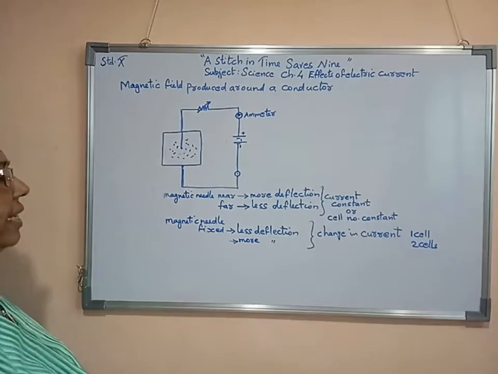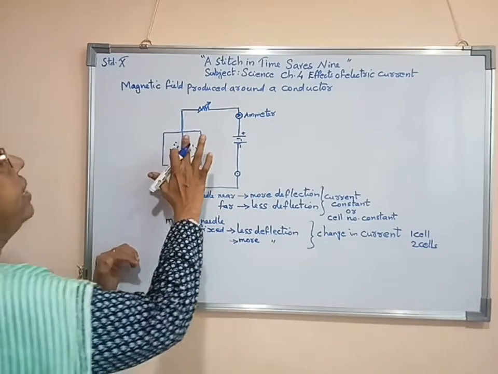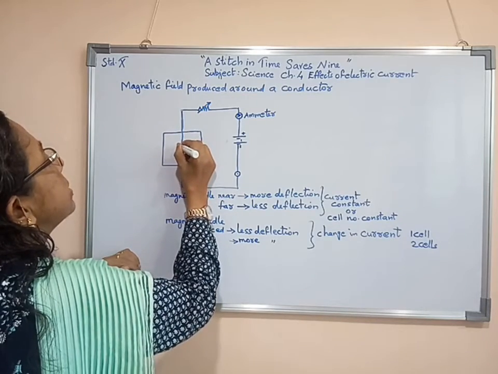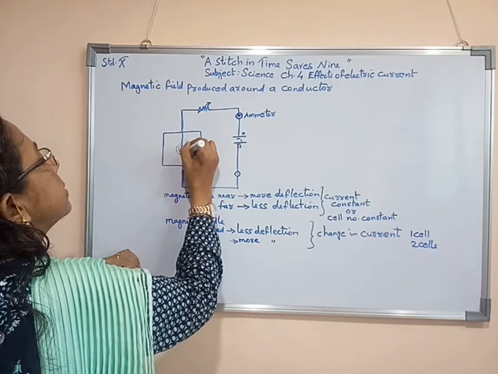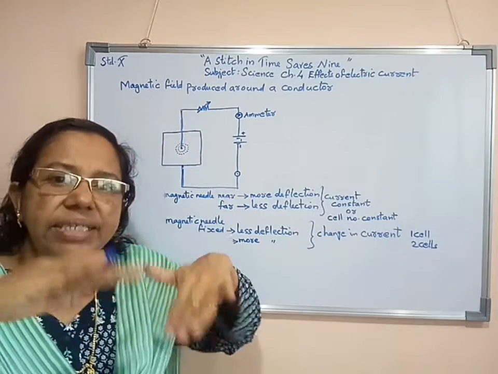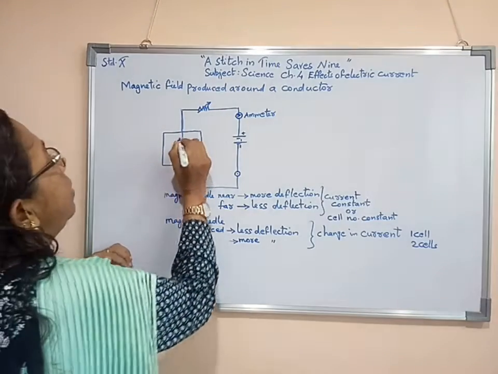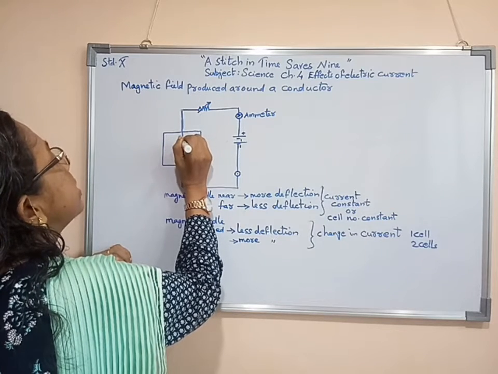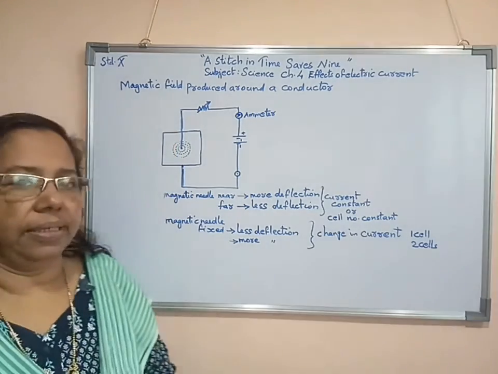Here I just sprinkled it, then as and when current flow starts, we can find that these iron filings form concentric circles. On their own they will form. We just sprinkled, then we just tapped. Tapped means we just hit it slowly. So you can find that the iron filings form concentric circles around this current flowing conductor.